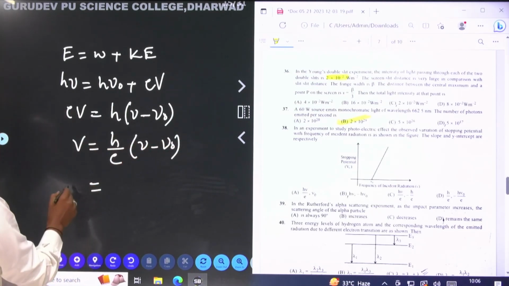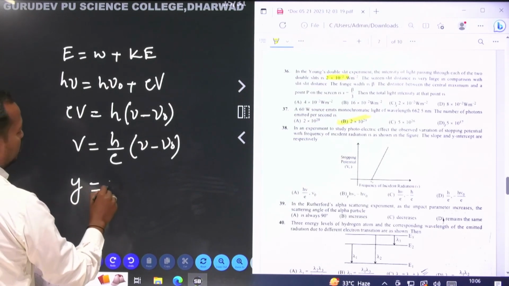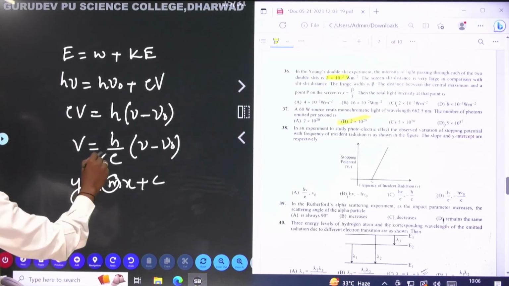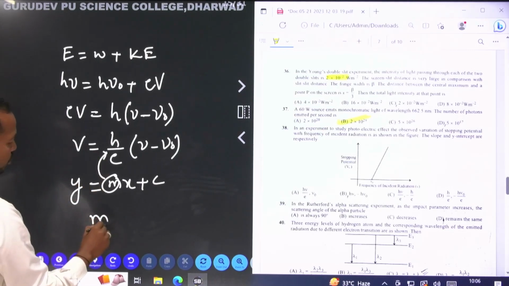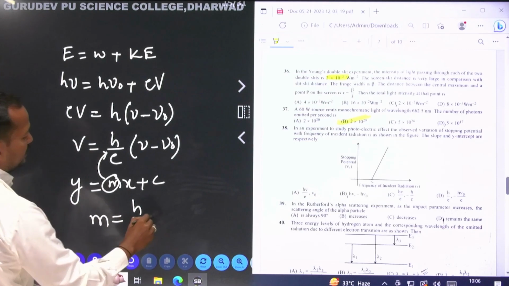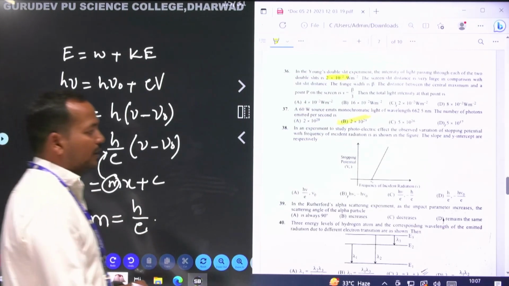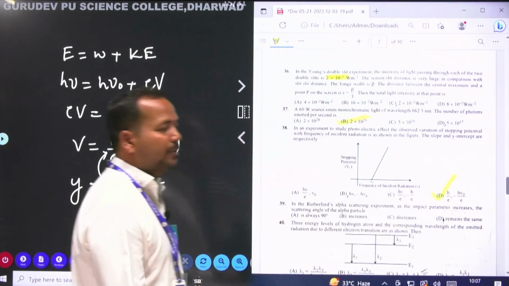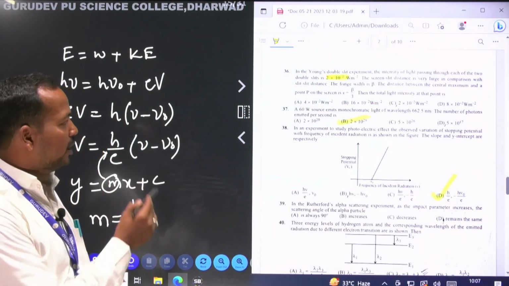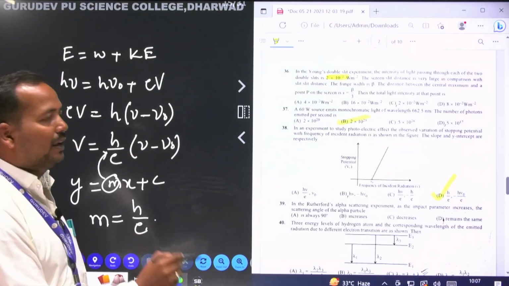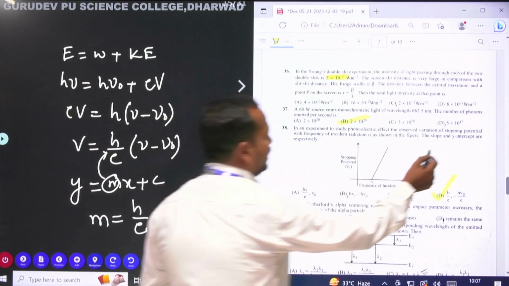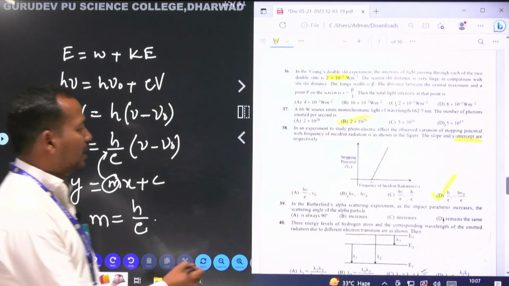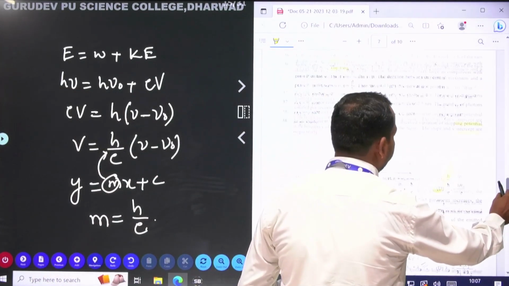Then comparing this equation with y equal to mx plus c, where m is the slope, here h by e is the slope of the equation. Therefore, out of the 4 options, the fourth option is the correct answer for the 38th question. That is the slope, and the remaining one is the y-intercept. The y-intercept is h nu naught by e. Now we will go to the 39th question.